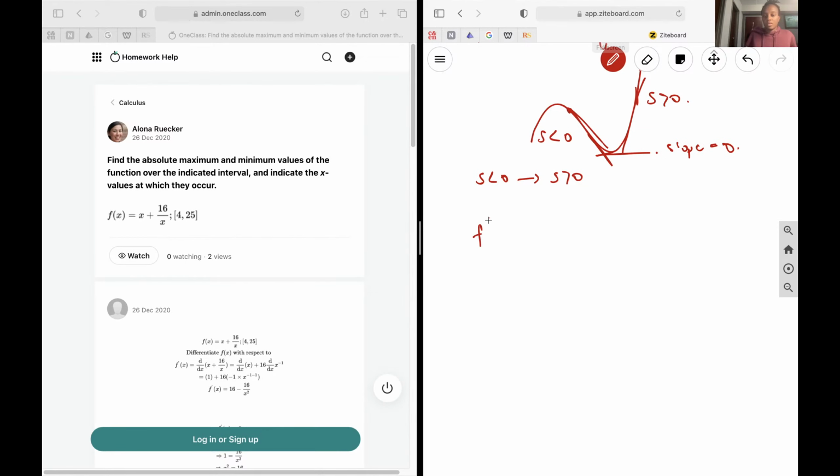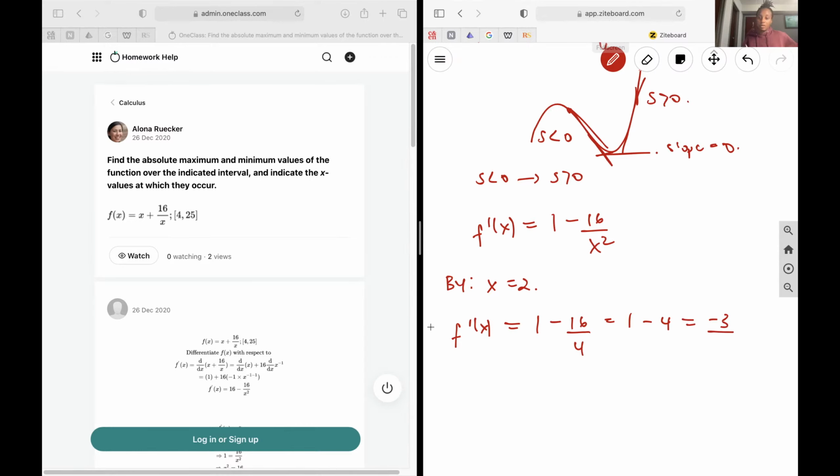Okay, so I know that the derivative of my function is 1 minus 16 over x squared, right? So now let's examine some points before. E.g. at x is equal to 2, then the derivative of the function is 1 minus 16 over 2 squared, which is 4. That is going to give me 1 minus 4, and that's negative 3. So it's negative before I hit my extrema. Let's check after.